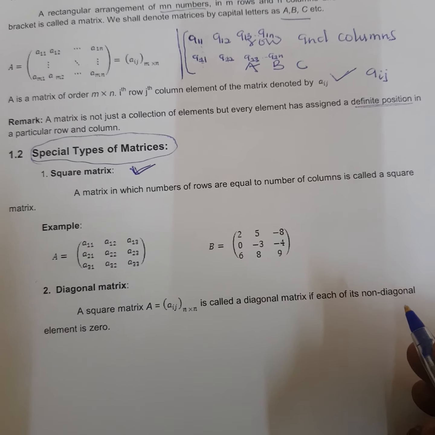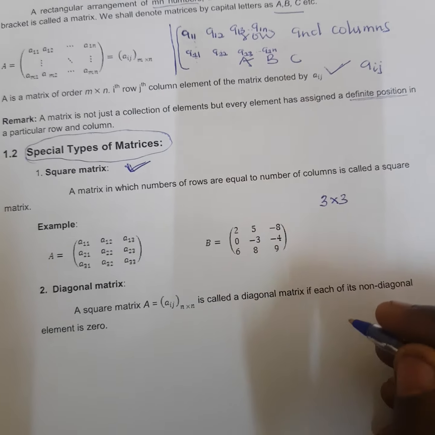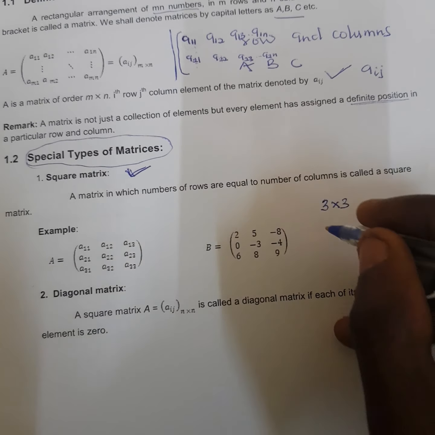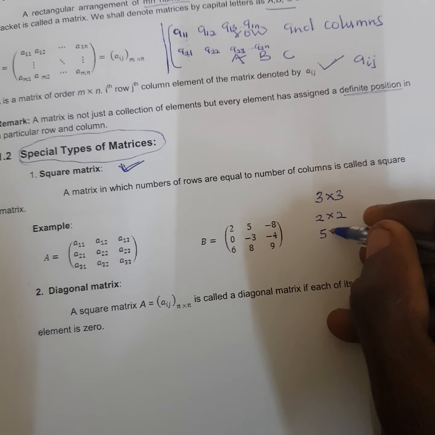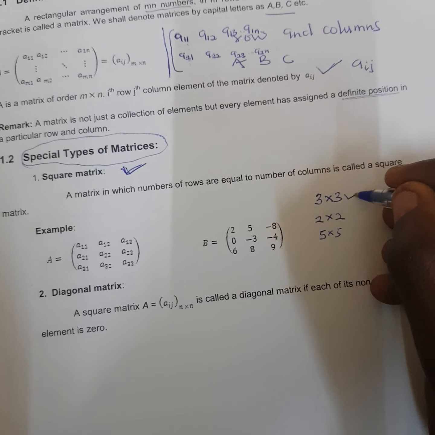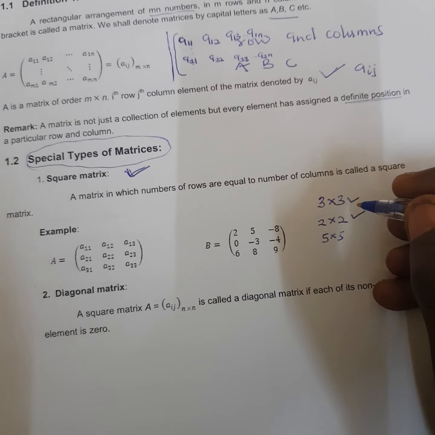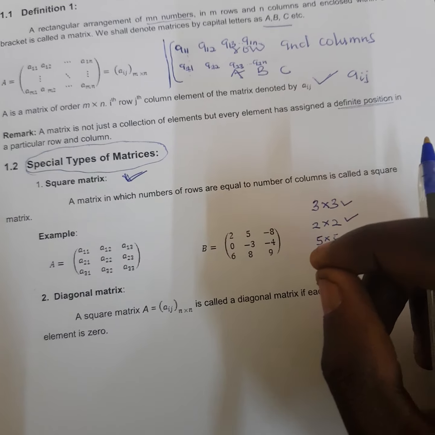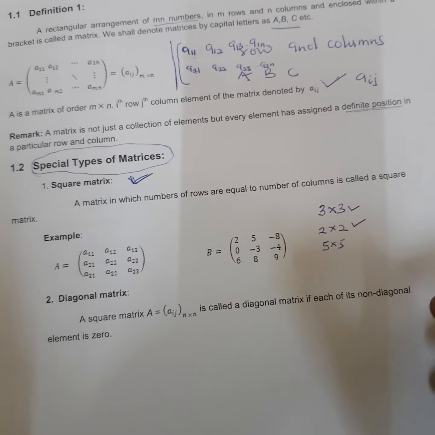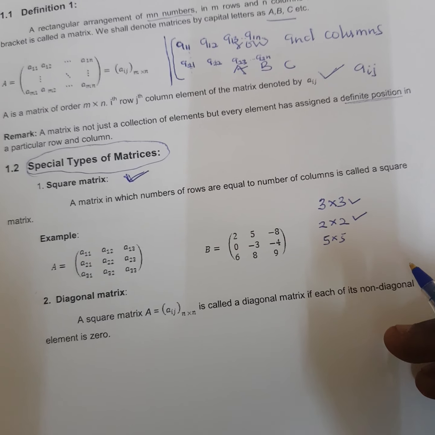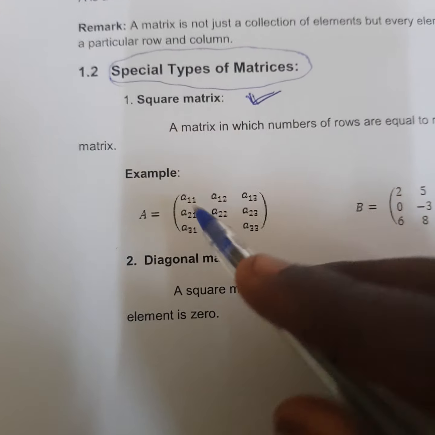For example, we have a 3 by 3 matrix. 3 by 3 matrix means that the number of rows is equal to the number of columns. We have a 2 by 2 matrix. We have a 5 by 5 matrix. These are all square matrices. They are rectangular, but they are square because the horizontal distance is equal to the vertical distance. And so we call them square matrices.